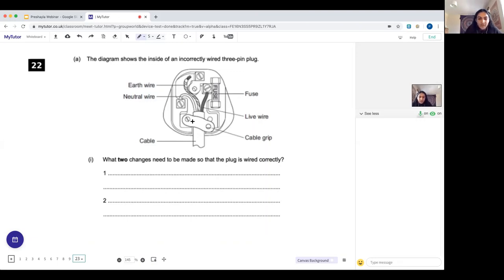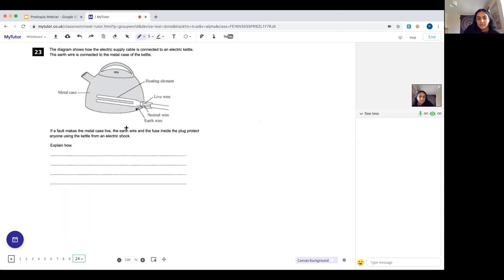Cool, a lot of you have noticed that the earth wire is not connected properly and is exposed, so that's very good. And the cable grip is obviously not attached, so you can see that the screws come loose. So the answers to this would be screw the cable grip in properly and connect the earth wire properly as well. Okay, so I'm going to leave that one.